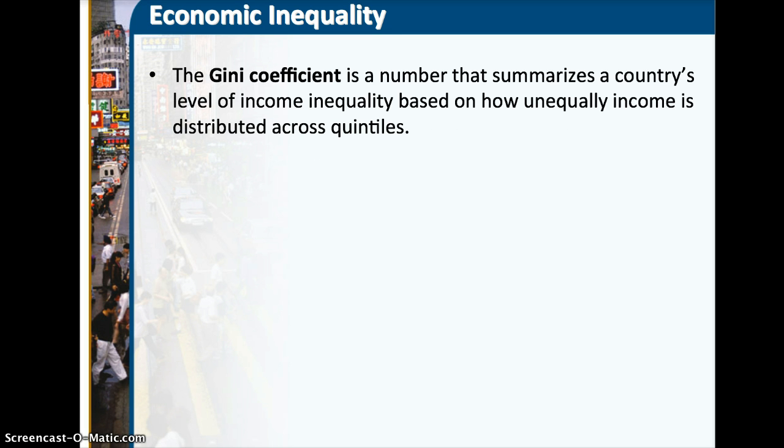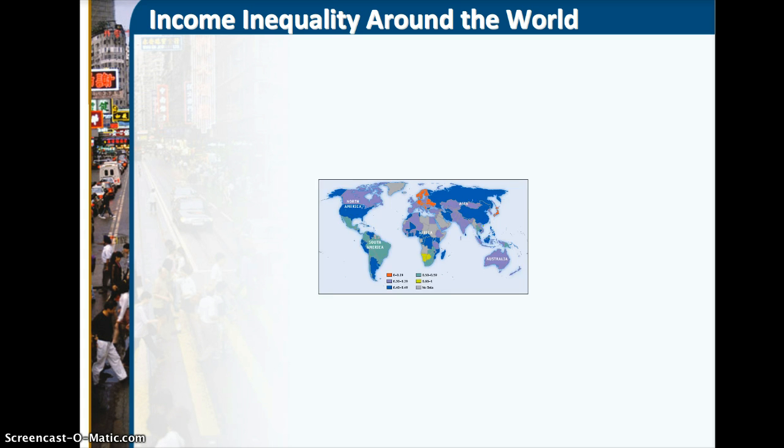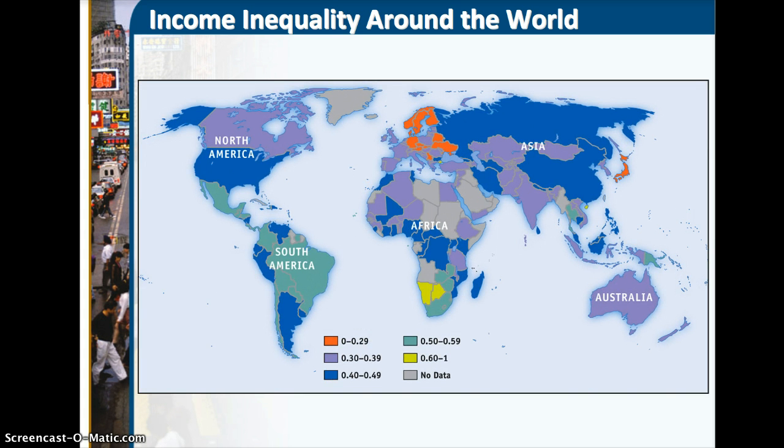The Gini coefficient is a number that summarizes a country's level of income inequality based on how unequal income is distributed among quintiles. The highest levels of income inequality are found in Africa and Latin America. The most equal distributions of income are in Europe, especially in Scandinavia. Compared to other wealthy countries, the United States, with a Gini coefficient of 0.410 in 2010, has unusually high inequality.